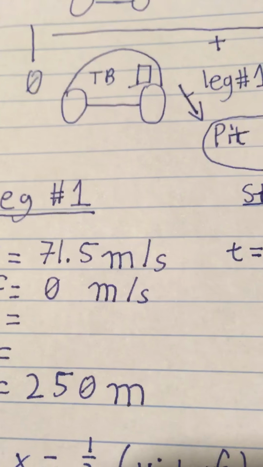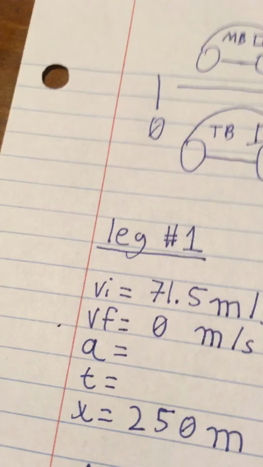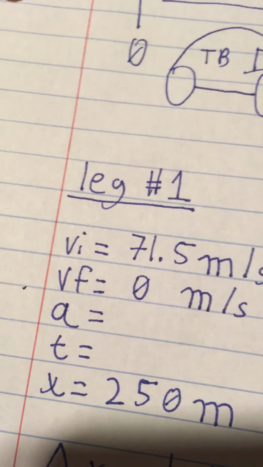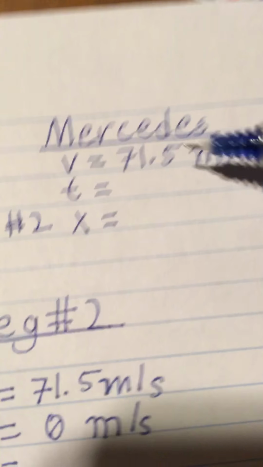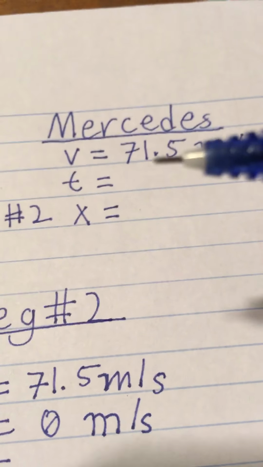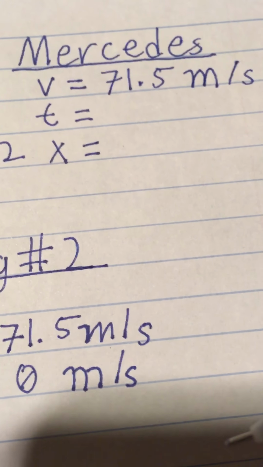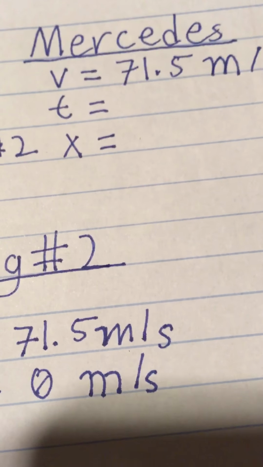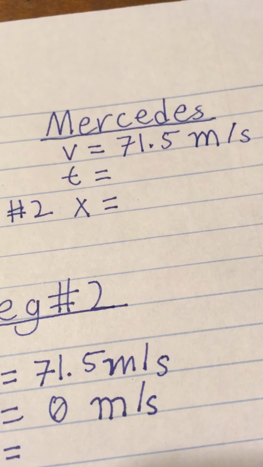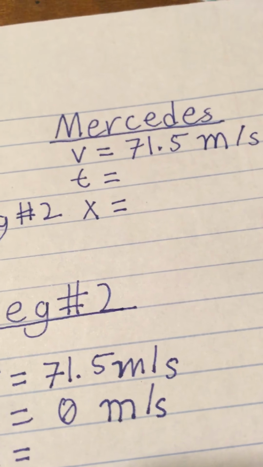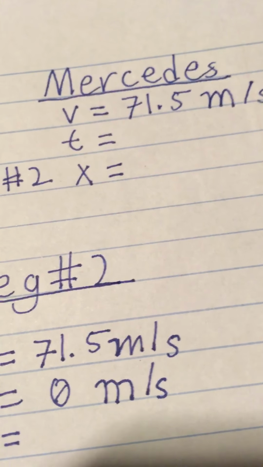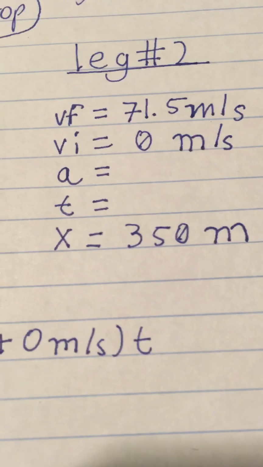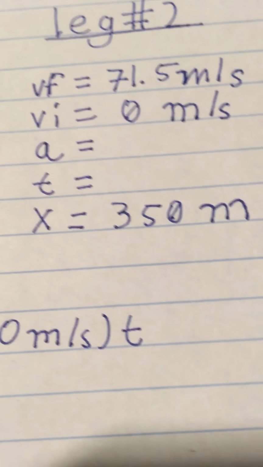First, we have to look for variables. We know that originally both cars were going 71.5 meters per second. So that's what I put for the Firebird and the Mercedes. And it's presumed that the Mercedes keeps this velocity constant. So we don't need to find out if the Mercedes is accelerating or not. And speaking of acceleration, it doesn't really matter because we already have as many variables as we need.